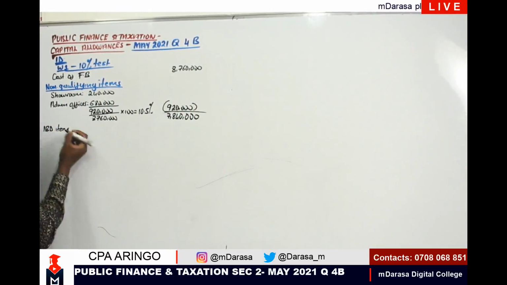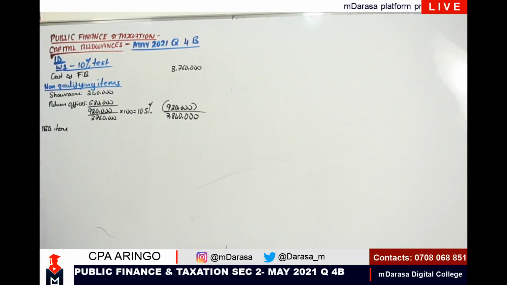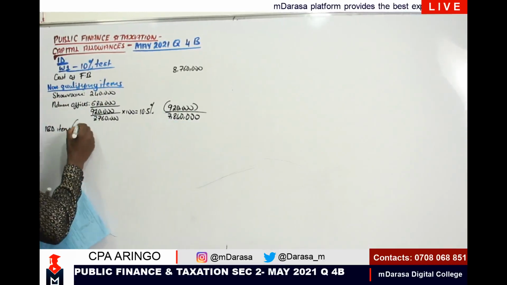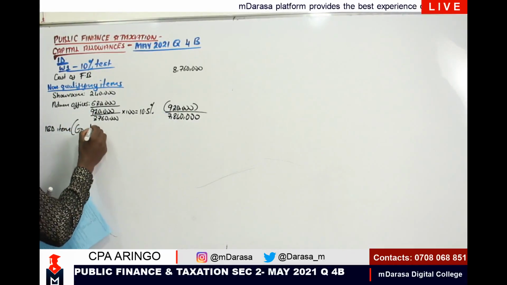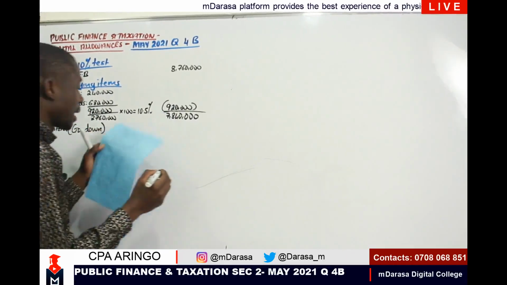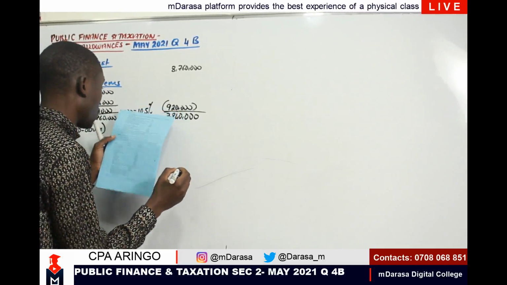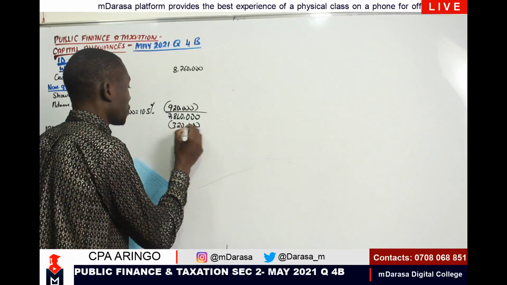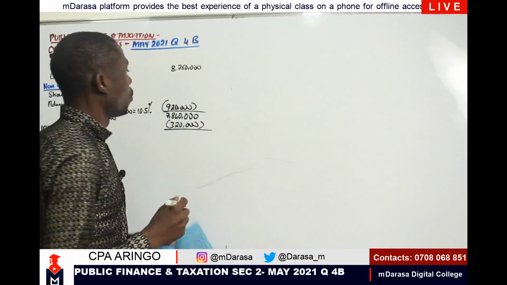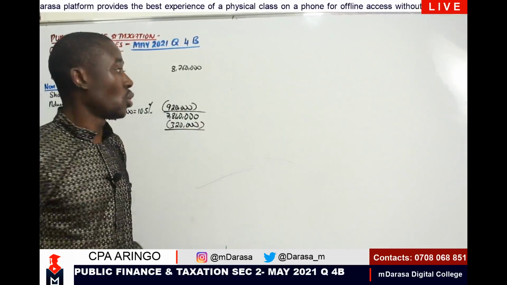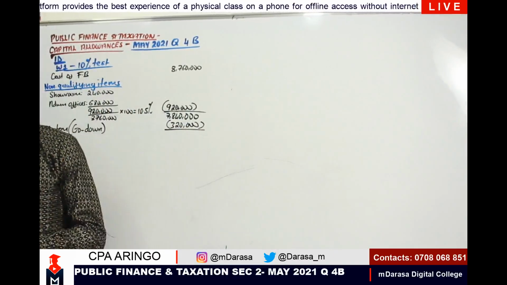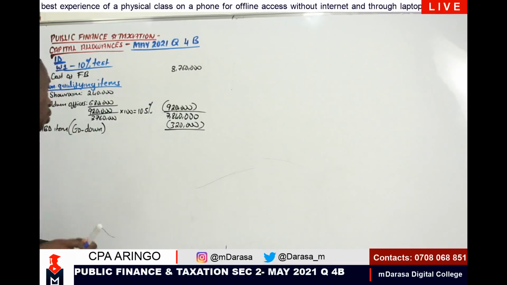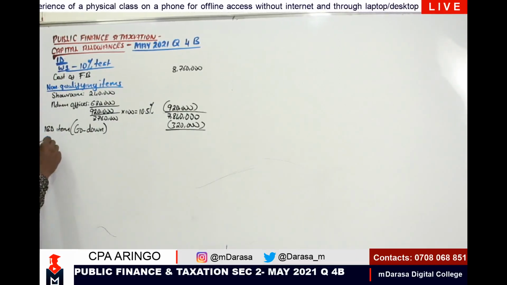IBD item, the one that I was given here, we can clearly see we had what? A go down. We had a go down, which is an IBD item, so I need to deduct it. And in this case, you're given a go down of how much? 320,000. So what will be our qualifying cost for the factory building?